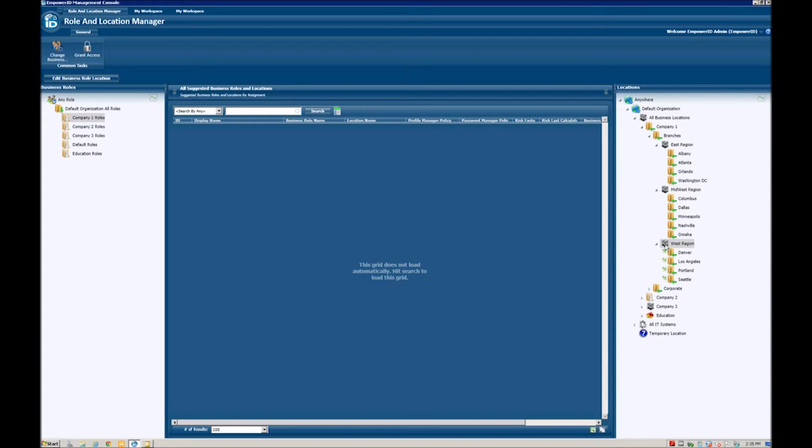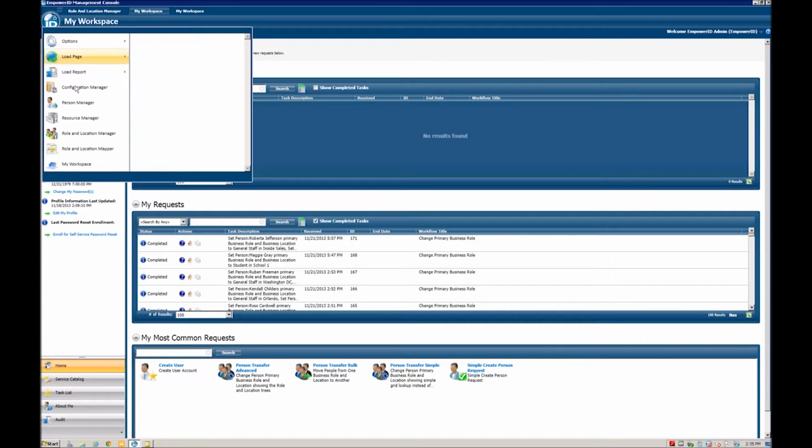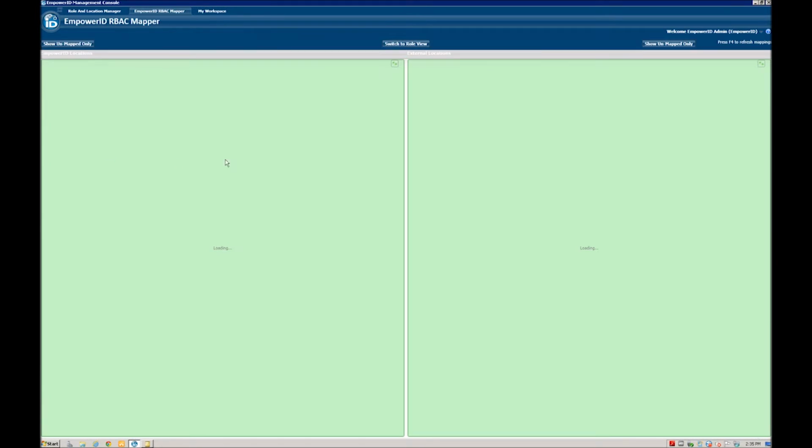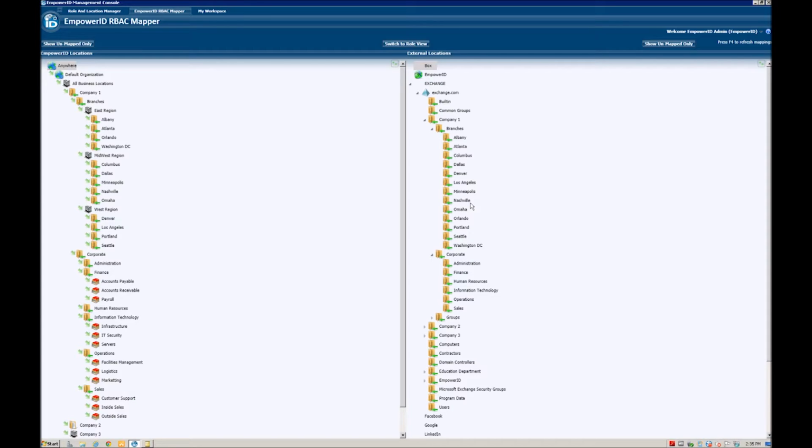All right. So this should give us a good basic structure for tying back into our Active Directory. And if we take a look at our mapper, a role and location mapper, where we actually do that tying of the internal locations to our Active Directory, now we'll actually get into a more detailed discussion of the role and location RBAC mapper in another video, just to demonstrate what we can do with it here.